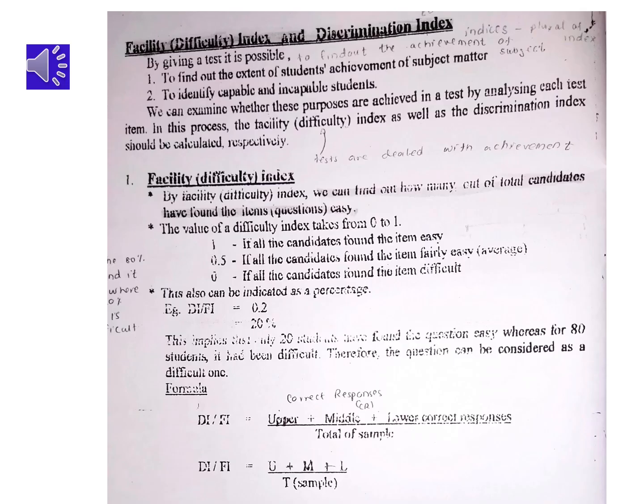First one, facility index. By facility index, we can find out how many, out of total candidates, have found the items or the questions easy. If the questions are easy, that means they have understood the lesson well. So from the facility index, facility means easy, easiness, we can find out how many students out of the total candidates have found the items easy. There's a formula and there's an index.